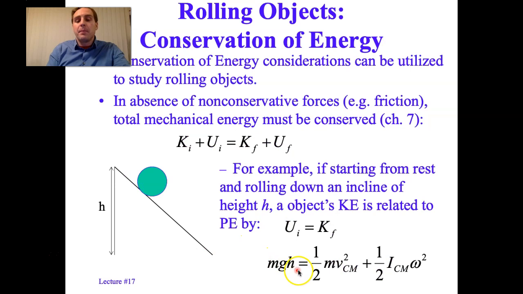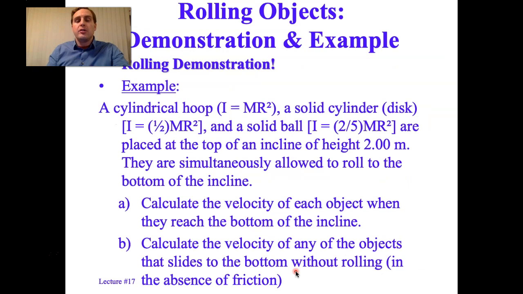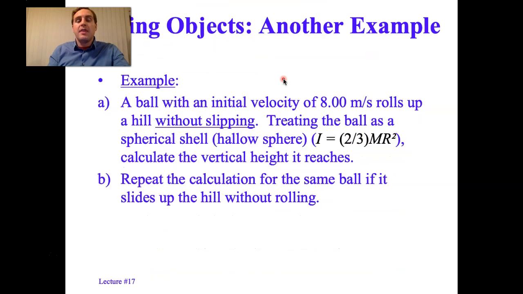One more thing, you would reverse this equation by calling these terms initial and this h final if you wanted the object to go up an incline. So this first example question, which I will perform in a later video, shows objects going down a hill. And then this later example shows objects going up a hill. So just the two examples there.